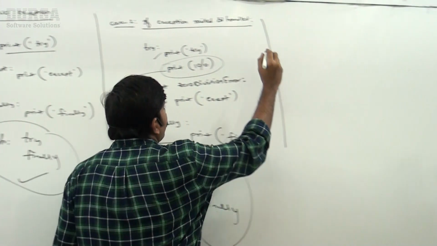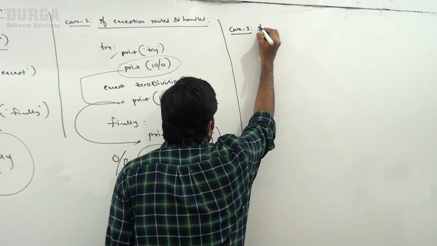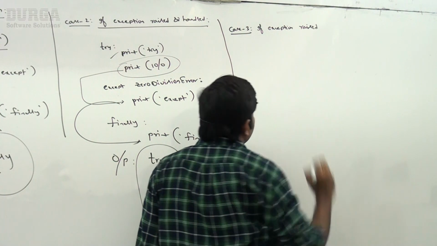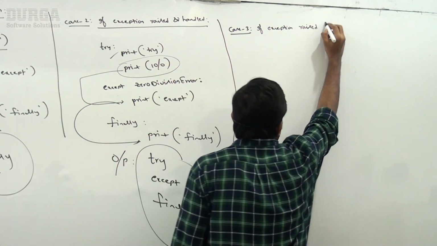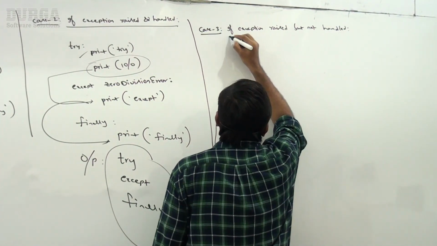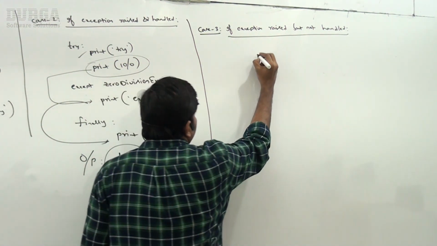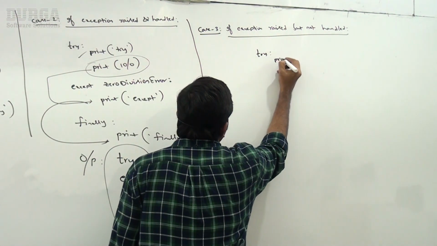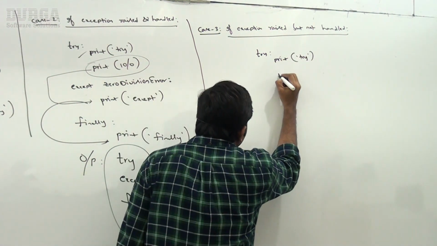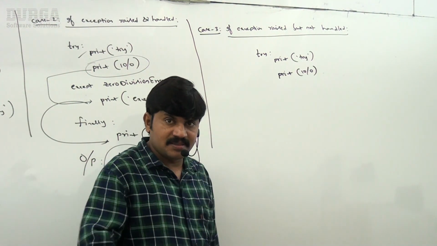Now case 3. Observe carefully. If an exception is raised but not handled, what will happen? Is the finally block going to execute or not? Observe: try, print of try block. Next, print of 10 by 0. A zero division error is coming.